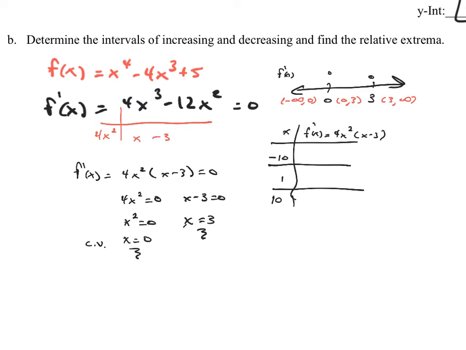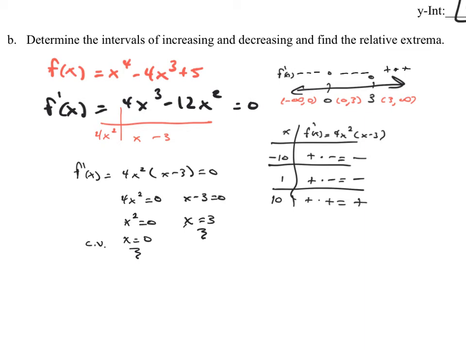If I plugged in negative 10, my first term would be positive, my second term would be negative, and a positive times a negative is negative. Let's try plugging in a 1. If I plugged in a 1, I'd have positive. My second term, 1 minus 3, would be negative, and a positive times a negative is negative. If I plug in 10, first term would be positive. It's always positive because it's squared. 10 minus 3 is positive, so my third interval would be positive. So putting this information back on my number line, my first interval was negative. My second interval was negative. My third interval was positive.